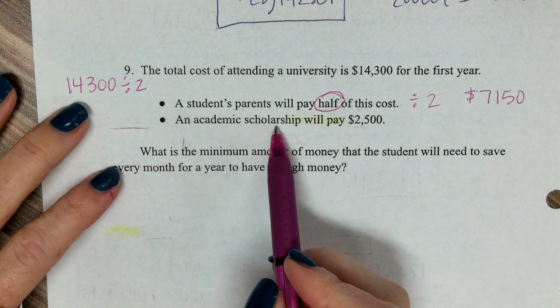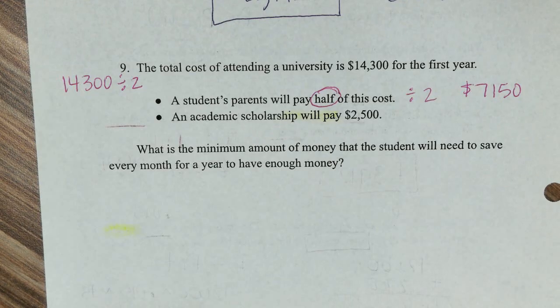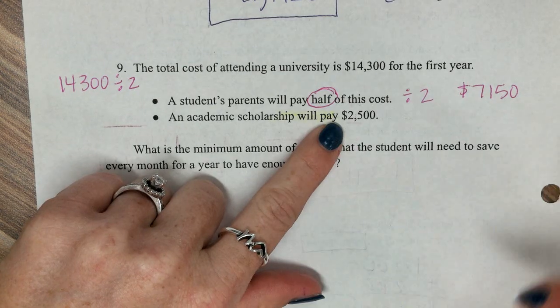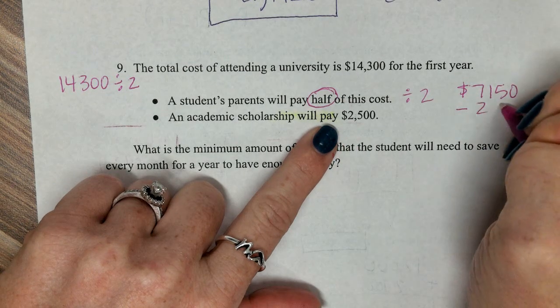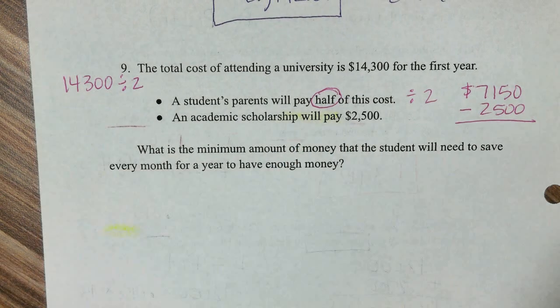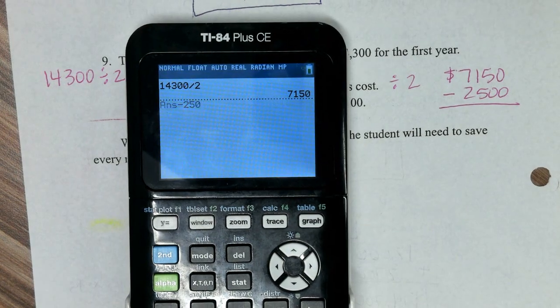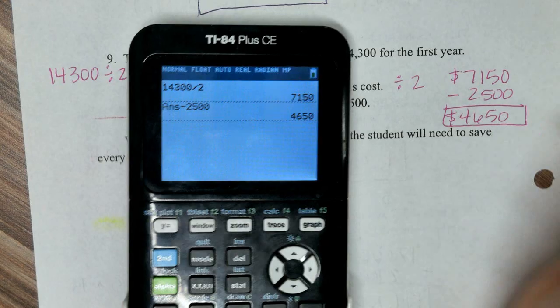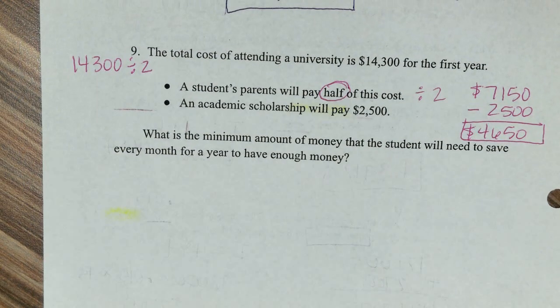An academic scholarship, y'all remember that vocabulary word from Friday. What's a scholarship? Free money. So does she have to pay that or they're paying it for her? So how would I figure out what she needs? Subtract that out. So I get minus $2,500. She needs $4,650 she's going to have to come up with on her own. Yes? Do y'all all understand what we did?